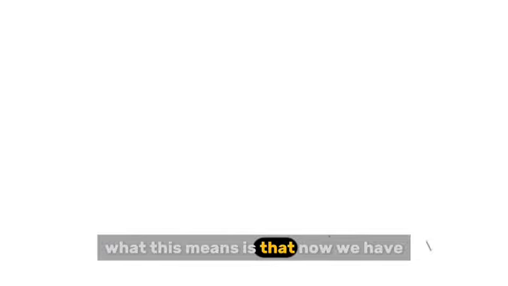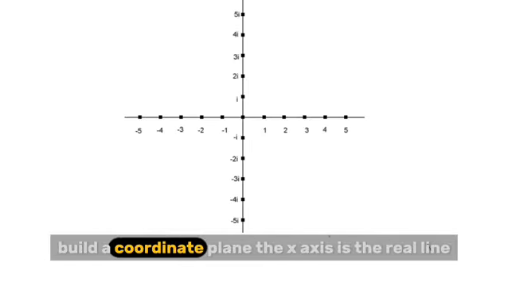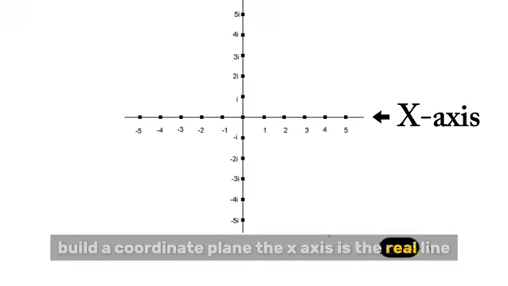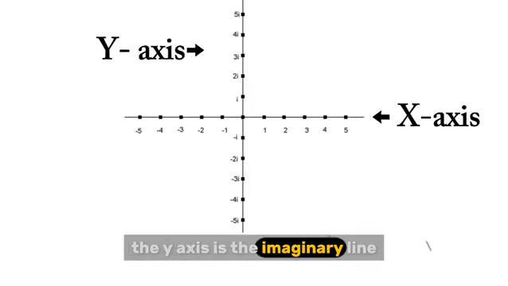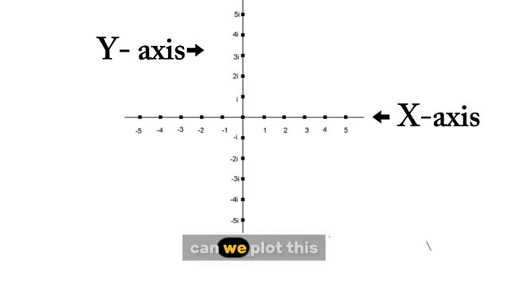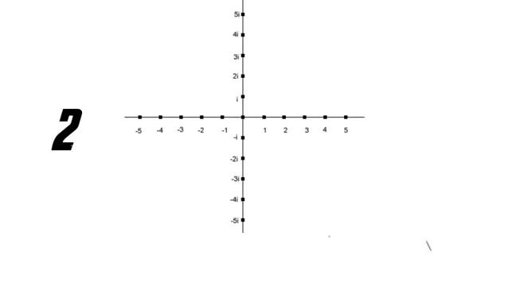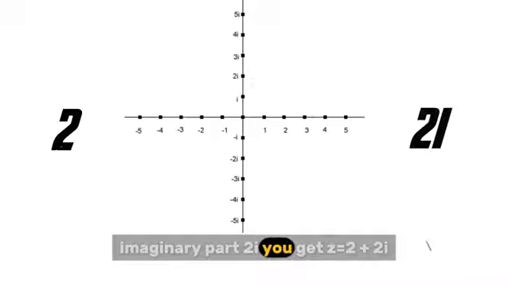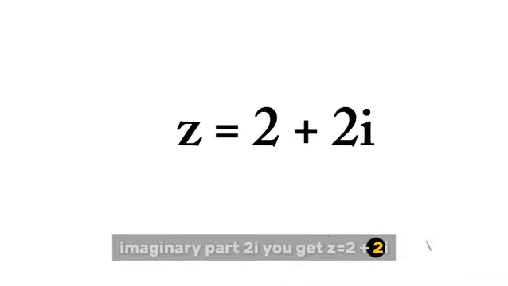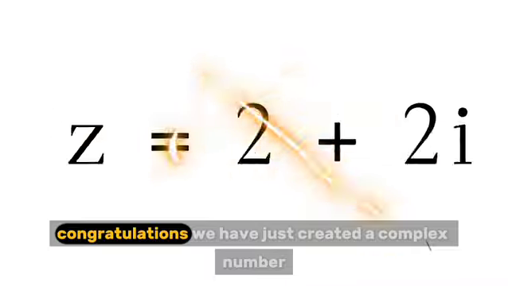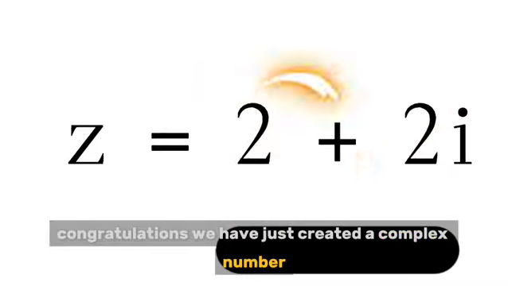What this means is that now we have built a coordinate plane. The x-axis is the real line. The y-axis is the imaginary line. Can we plot this? Of course we can. Take the real part 2, imaginary part 2i. You get z equal to 2 plus 2i. Congratulations, we have just created a complex number.